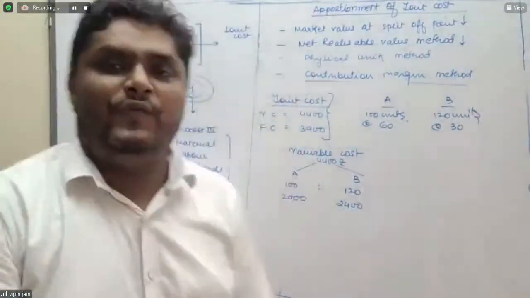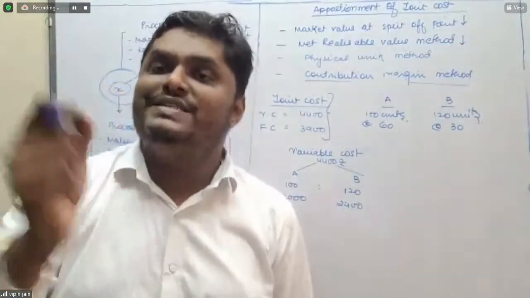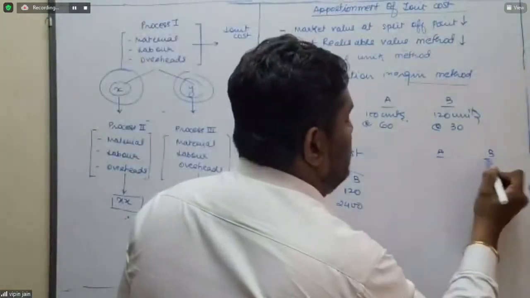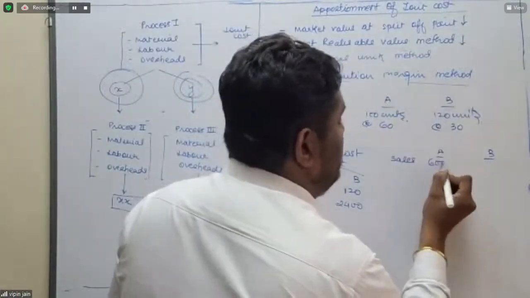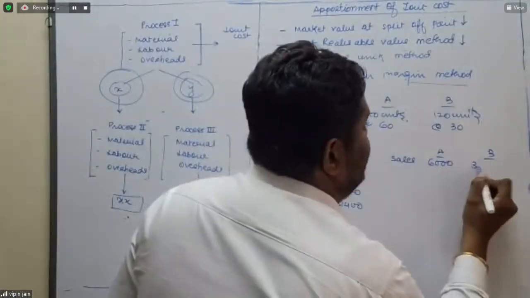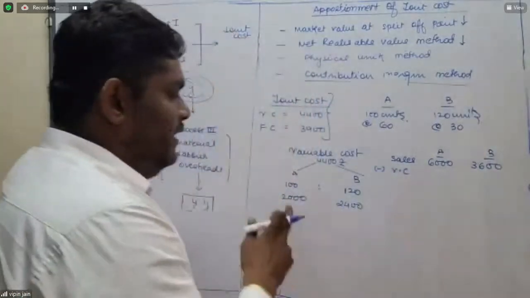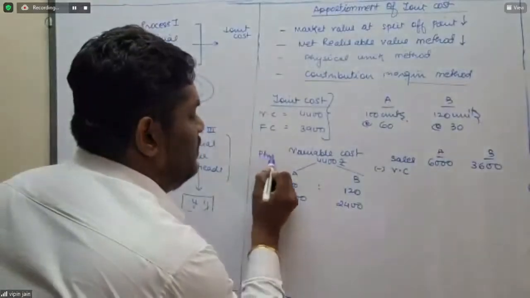When talking about fixed cost, it is apportioned in the ratio of contribution, and contribution is sales minus variable cost. So let's calculate contribution. The sales are 6,000 and 3,600, minus variable cost, that is, we have apportioned the variable cost in the ratio of physical units.